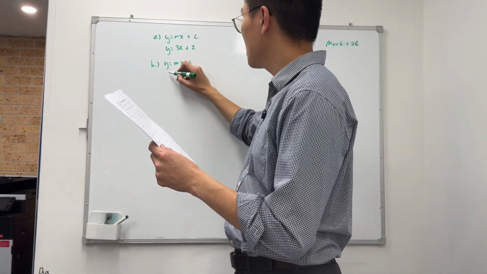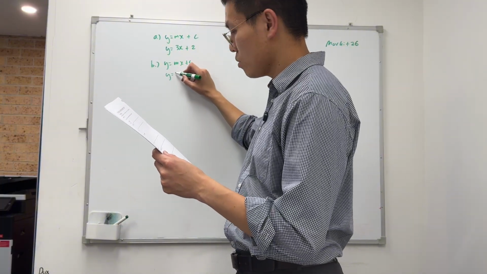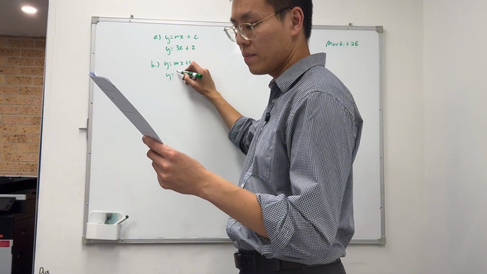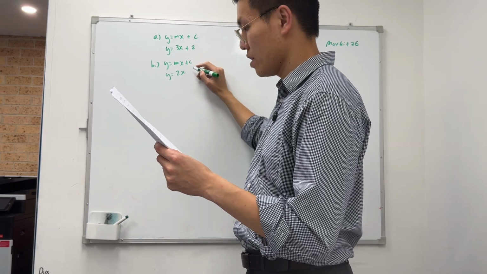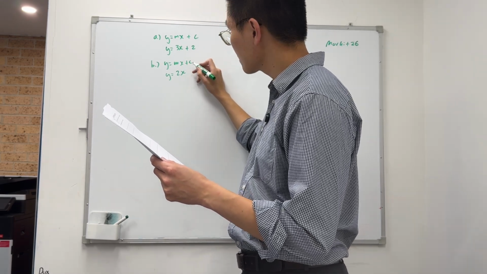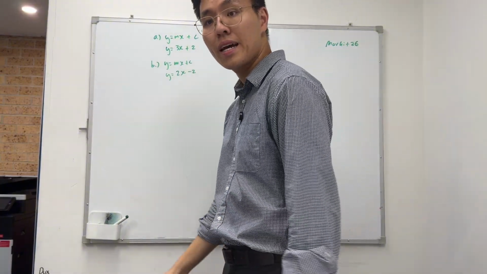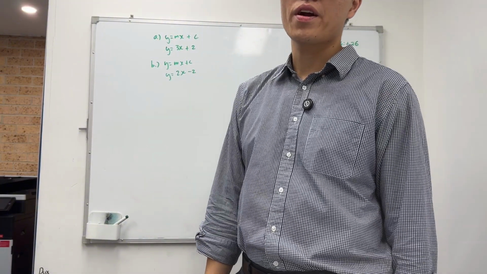Okay. So what's m? Great. What's the value of m? 2. And what's the y-intercept? -2. Good, -2. And that's it. The end.